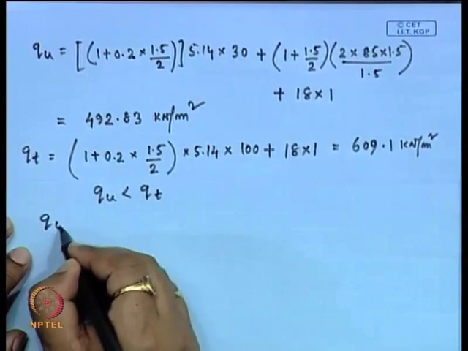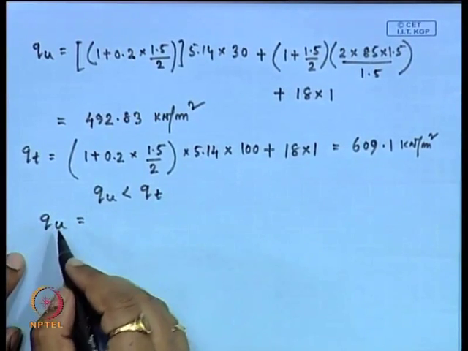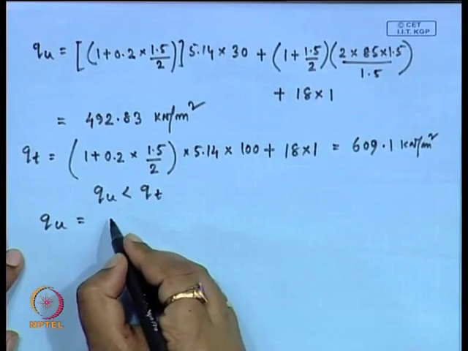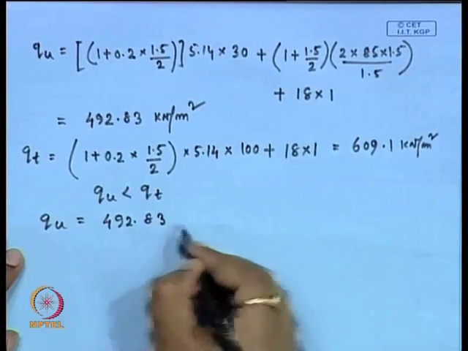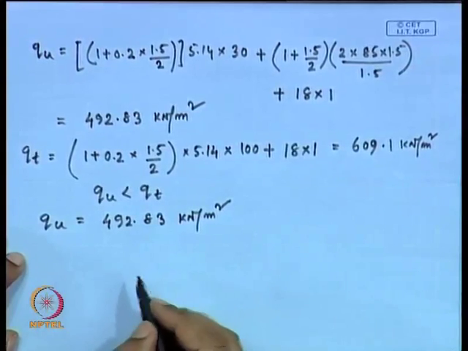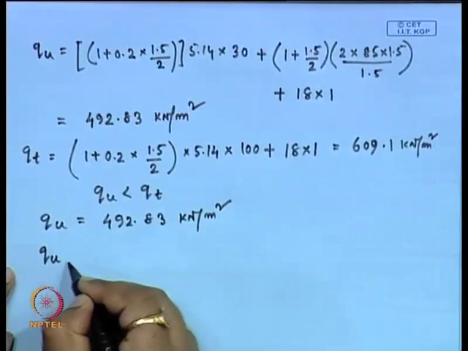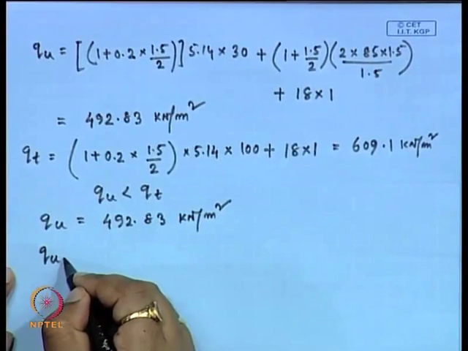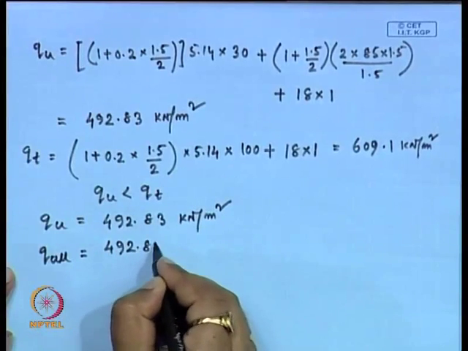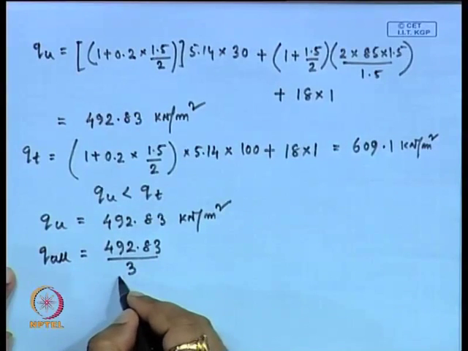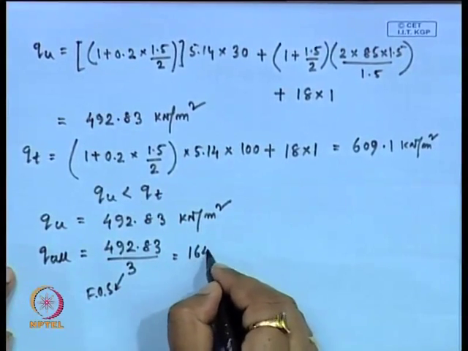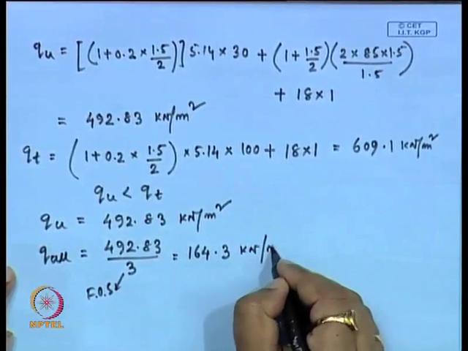So we can write that the ultimate load carrying capacity of this foundation resting on this layered soil is 492.83 kilonewton per meter square. Now, if we apply the factor of safety to get Q safe or Q allowable, we take 492.83 and consider the factor of safety 3. So we will get this value as 164.3 kilonewton per meter square.